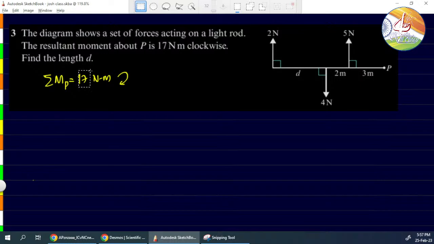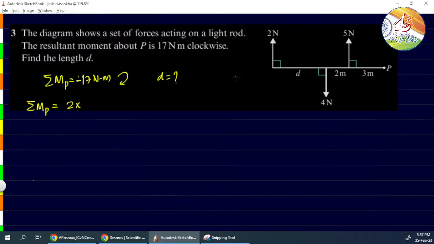We have to take it as negative. So minus. Now we have to find the value of D. Now let us take all the moments and add them together. So sum of all the moments, take them one by one.